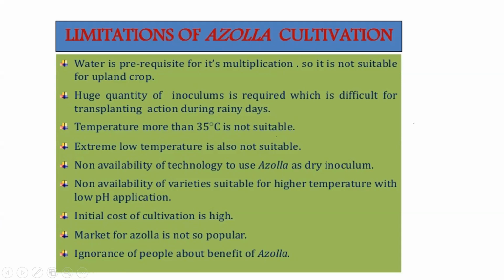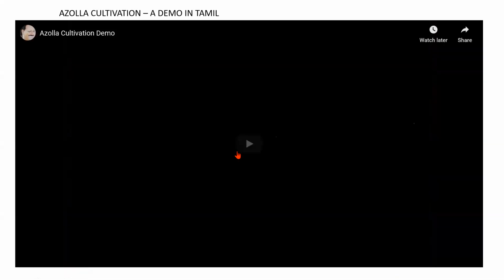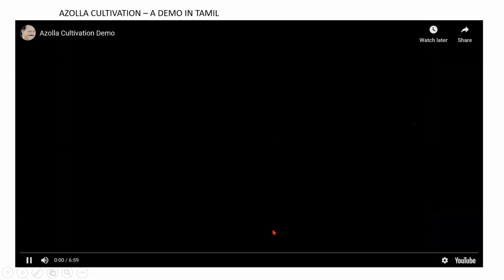Definitely, all this is because of people's ignorance about the benefits of azolla. So you need to create awareness among the people about azolla. Only then can these limitations be overcome. So this is a small demonstration of azolla cultivation. You can just see it.